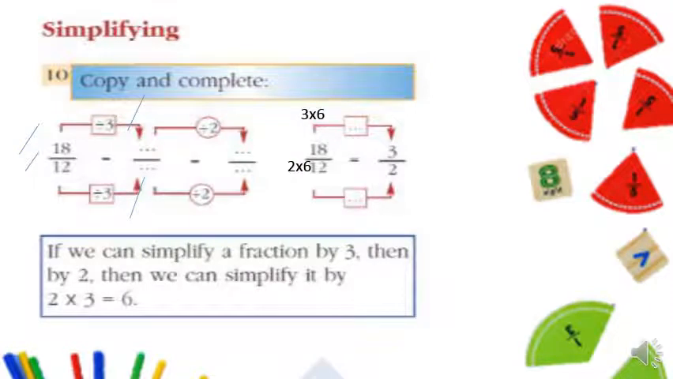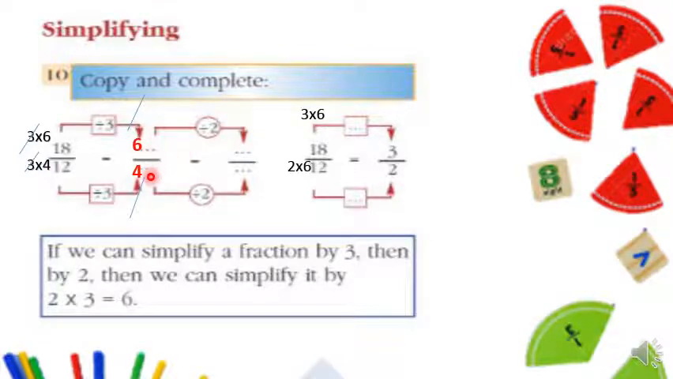Okay, now let's start with exercise number 10. Copy and complete. As you can see here, I want to divide. If I want to divide, it means I'm simplifying the fraction. So 18 over 12 divided by 3. Let's think: 3 times what gives you 18? It's 3 times 6. 3 times what gives you 12? It's 3 times 4. So if you divide 18 over 12 by 3, you will get 6 over 4.